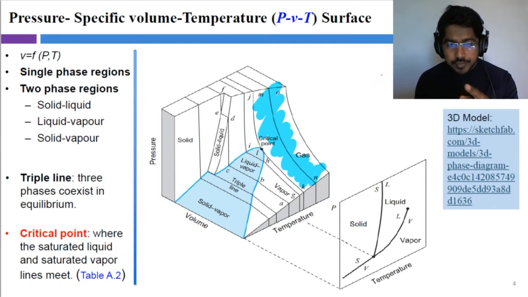So what does that mean? Beyond this critical temperature, the substance will remain a gas, regardless of the pressure that we apply. All right, so that's what we have to discuss about this surface. Did we get it crystal clear, or do we have any questions on that one? Any questions so far, or is everything crystal clear?